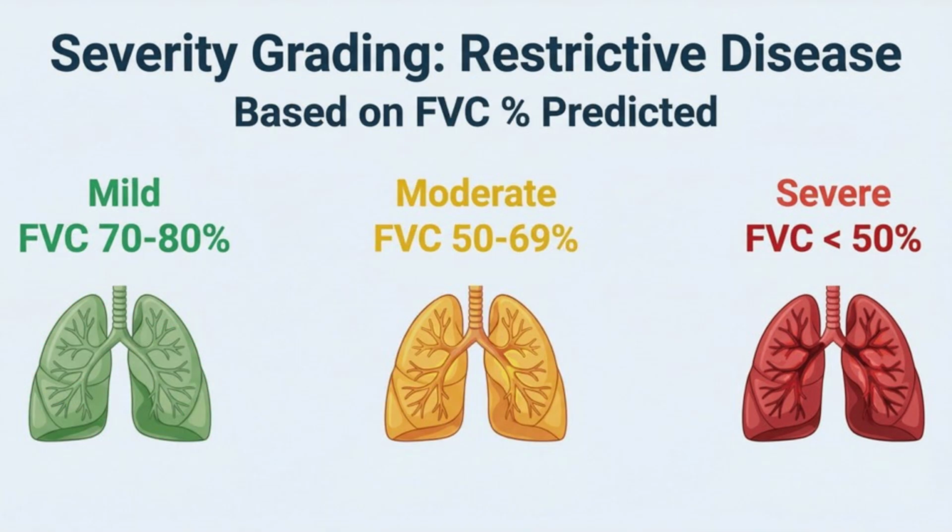For restrictive disease, severity is graded using FVC percent predicted. Mild restriction is FVC 70 to 80%. Moderate is 50 to 69%. Severe is less than 50%.